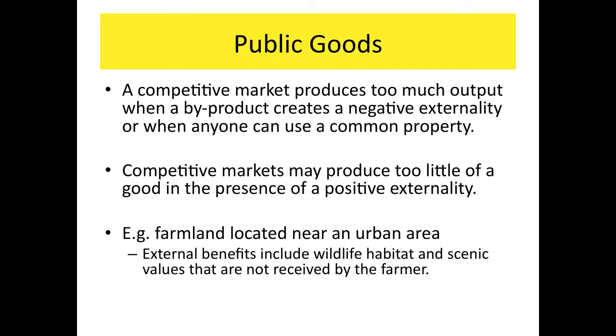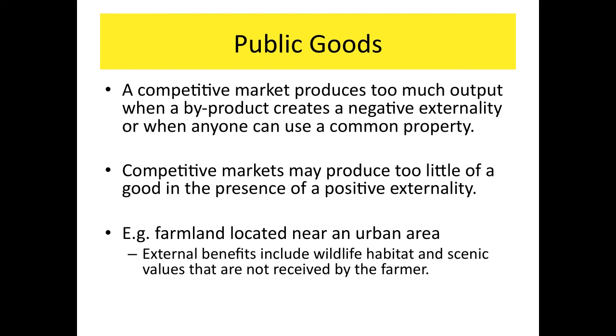So what we've seen is that a competitive market produces too much when a byproduct creates a negative externality, or when anyone can use a common property. So if we have an externality tied to production, the competitive market tends to result in too much production, and hence too much of the negative externality, or too much pollution. By the same token, with a lack of property rights, when anyone uses common property, we'll tend to see overuse.